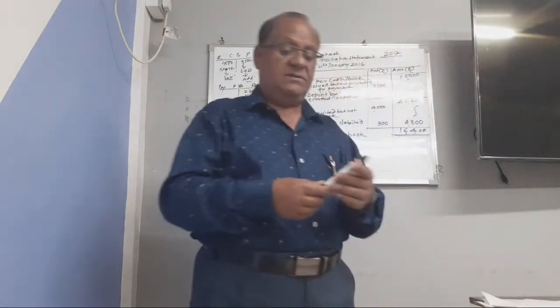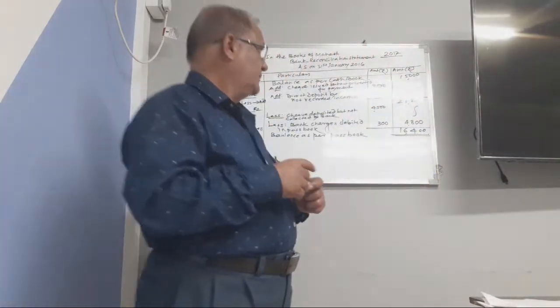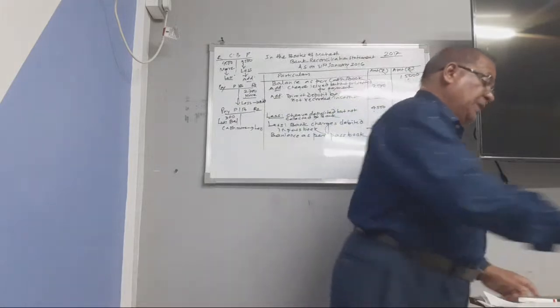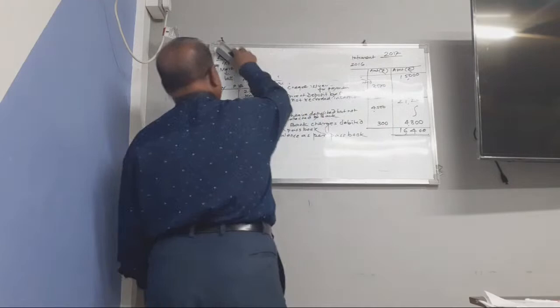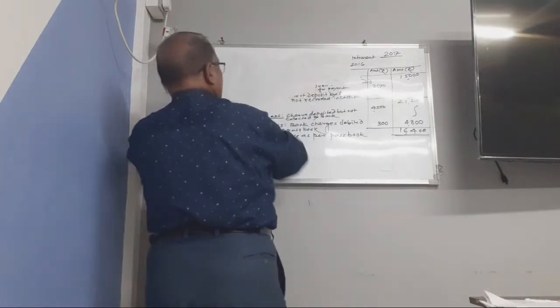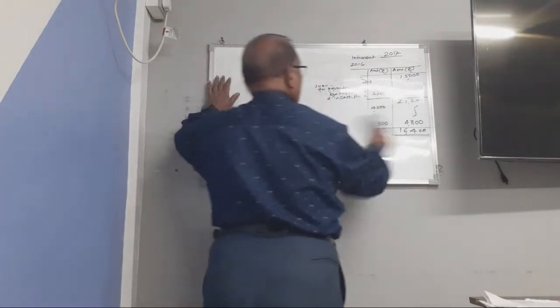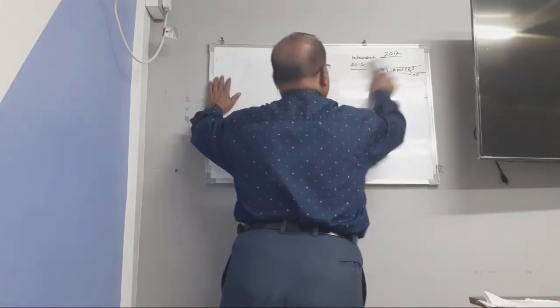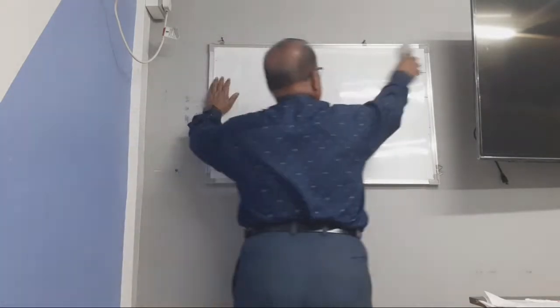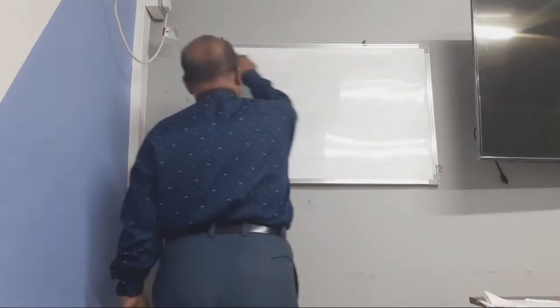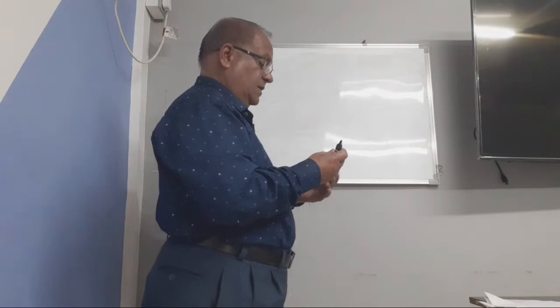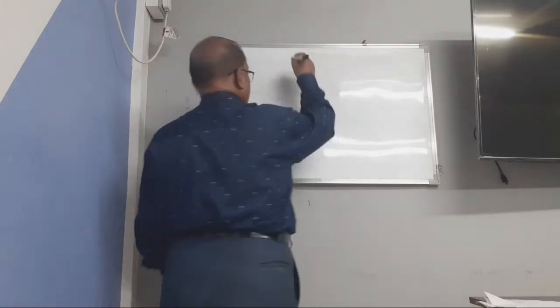Before that, I will explain some points regarding the final account. After completion of this reconciliation, we move towards the final account. First, I will explain the meaning of final account, and after that, I will give the format of trading account and profit and loss account, and we will solve the problem there. So now we will see final account first.